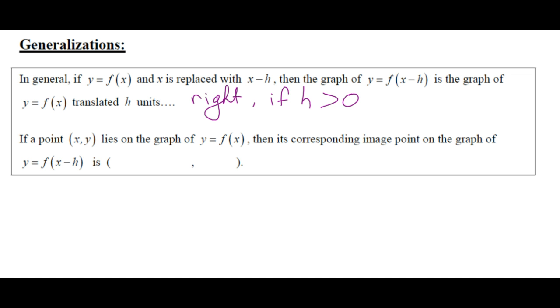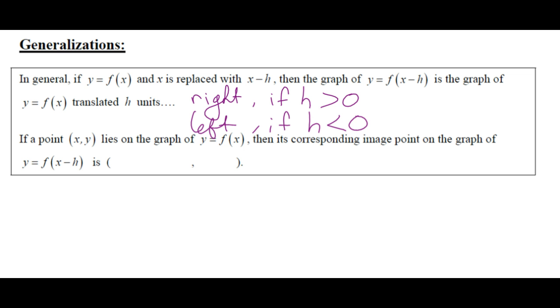And it goes left if h is less than 0. So if h is negative 2, x minus h is going to be x minus negative 2, which will be x plus 2. So you'll look at it, you'll see, oh, I've got x plus. Plus means I'm going left.